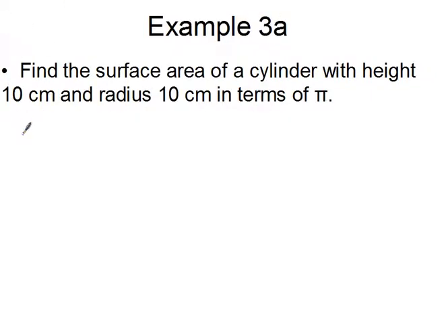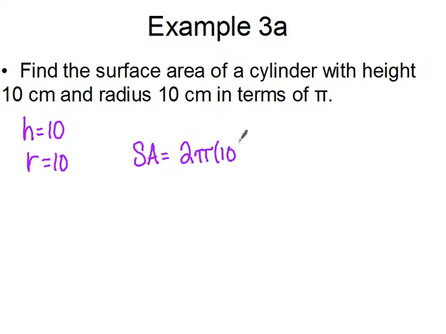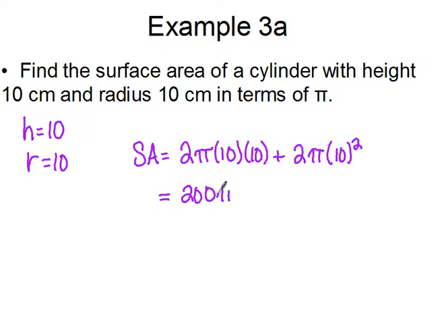Alright, same with this one. It says a height of 10, radius of 10, and we want to leave it in terms of pi. So surface area equals 2 pi radius height plus 2 pi radius squared. And do some math. 2 pi times 10 is 200 pi. 2 pi times 10 squared, also 200 pi. So this gives us 400 pi, and then it would be centimeters squared.